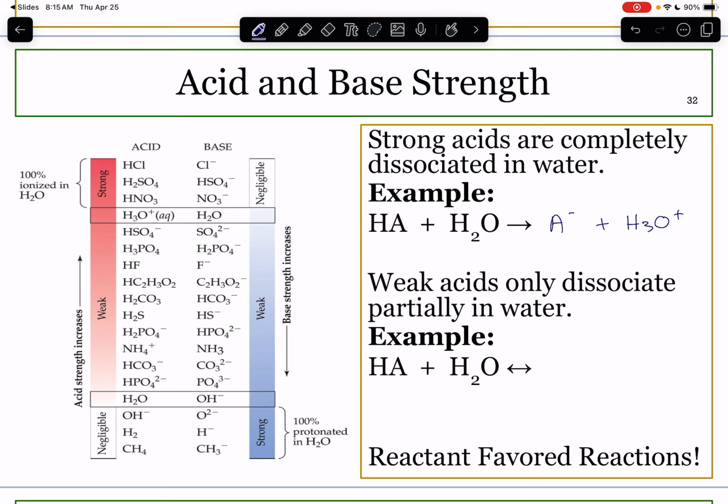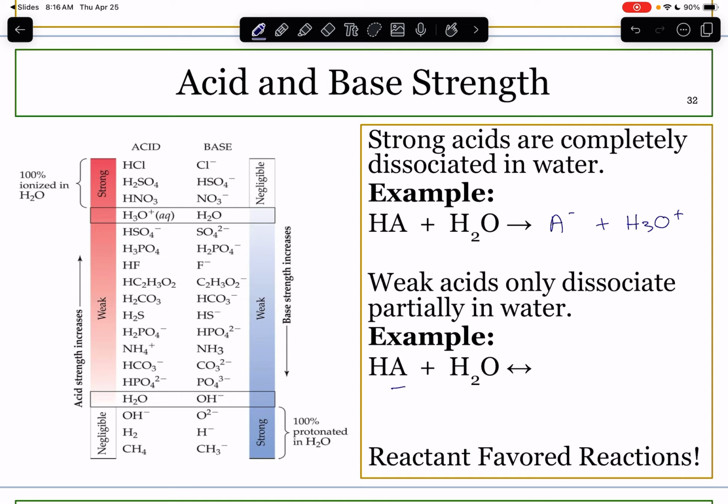In a strong acid, all of the H's leave the anion and turn into H3O+. So all of the reactants turn into products, and there is no more HA left in the solution. This is a completion reaction because we say that strong acids are completely dissociated in water. Weak acids only dissociate partially in water.